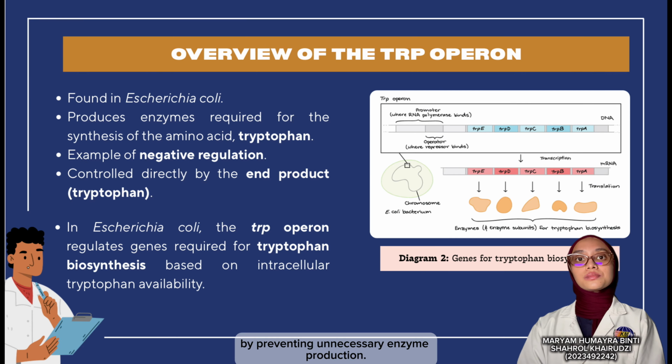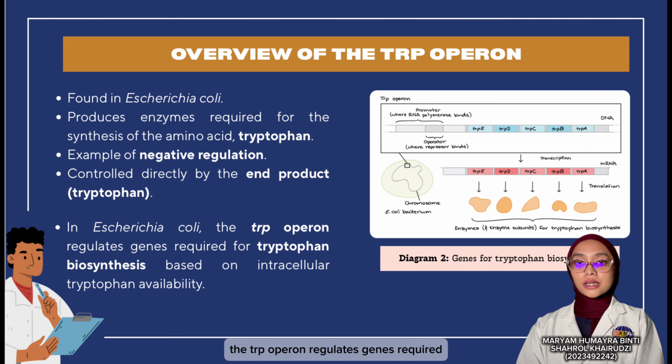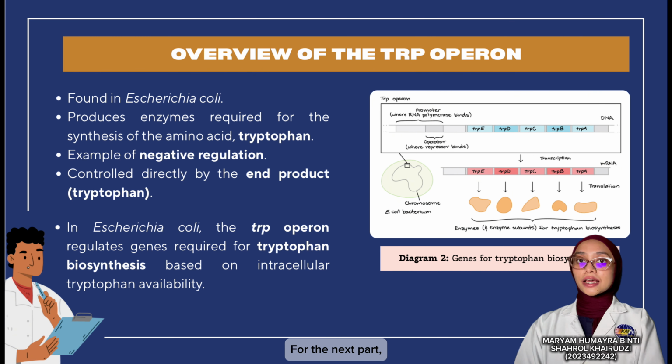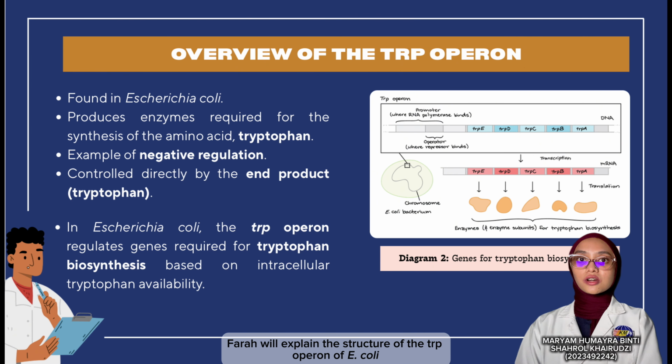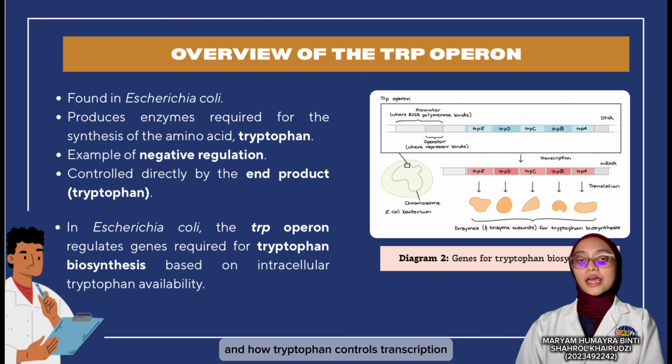This is an example of negative regulation, and this regulation helps the cell conserve energy by preventing unnecessary enzyme production. Additionally, in E. coli, the TRP operon regulates genes required for tryptophan biosynthesis based on intracellular tryptophan availability. For the next part, Farah will explain the structure of the TRP operon of E. coli and how tryptophan controls transcription through repression and de-repression.